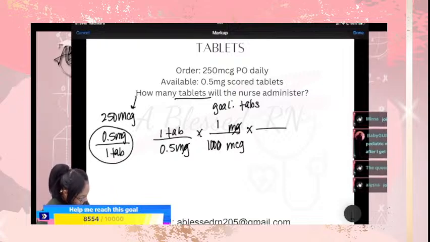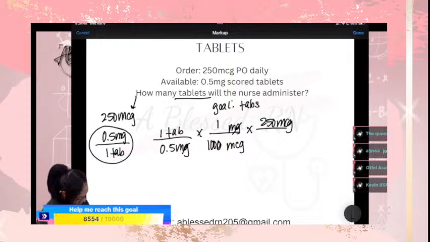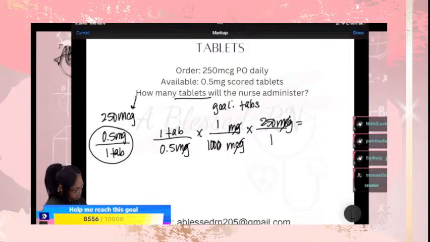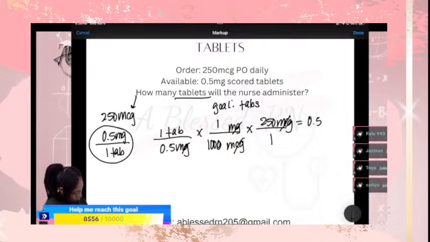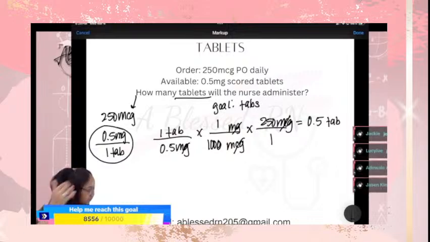Okay, so then if we have micrograms, we need to put those on the top, right? Boom. So, and it's by itself. It's not in a relationship. So that's it. So boom, boom, boom, boom, boom. Yeah. So now we can do our math. So we'll do 250 divided by 0.5 divided by 1,000. And that's going to be 0.5 tablets.